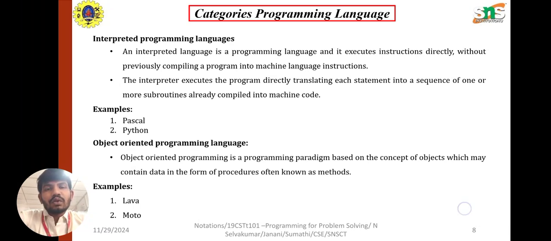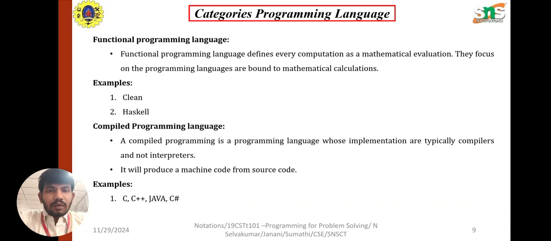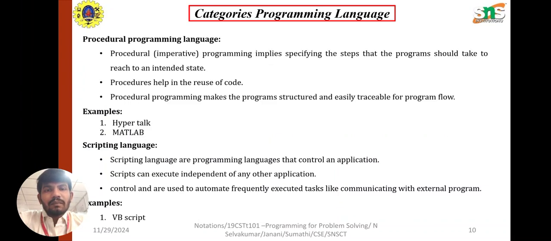Examples are Java and Moto. Functional programming languages define every computation as a mathematical evaluation. They focus on mathematical calculations. Examples are Clean and Haskell. Compiled programming languages. A compiled programming language is a language whose implementations are typically compilers and not interpreters. It produces machine code from source code. Examples are C, C++, Java and C#.